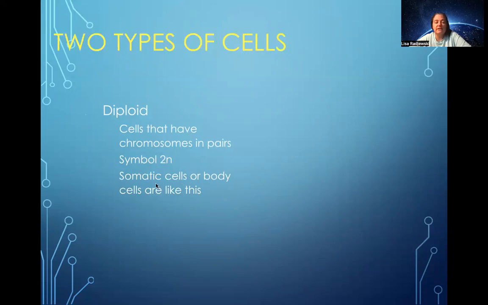Most of the cells in our body are going to be diploid, which means the chromosomes are in pairs, one from mom and one from dad. Our human diploid number is 46.